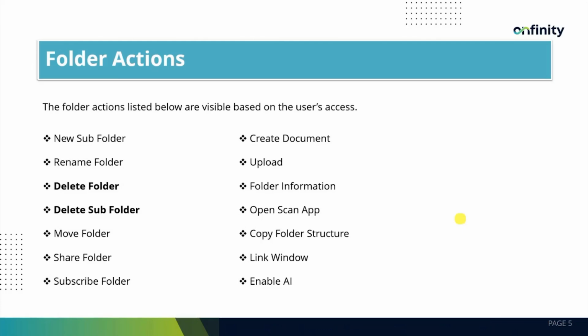Next, open scan app. Next, copy folder structure. Next, link window. Next, enable AI. These actions are visible based on the user's access. In this training video, I will cover the highlighted actions. Let's go through each of these folder actions one by one.